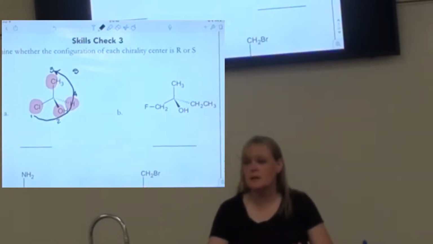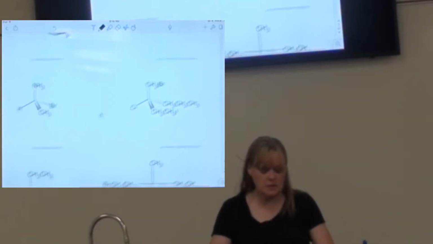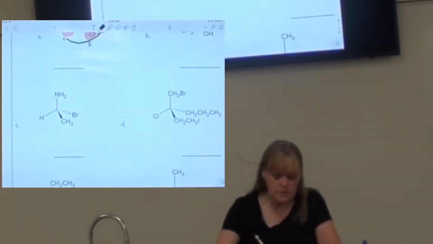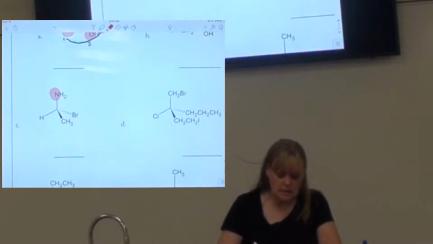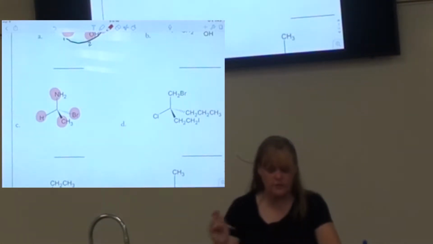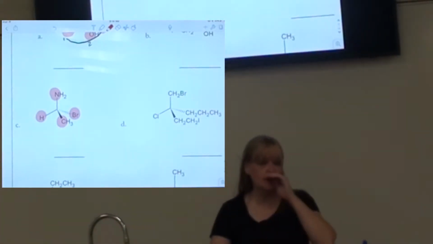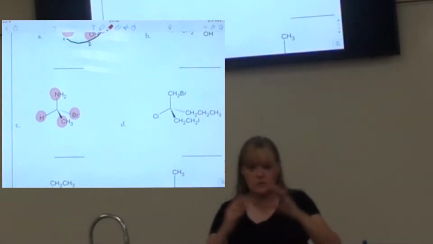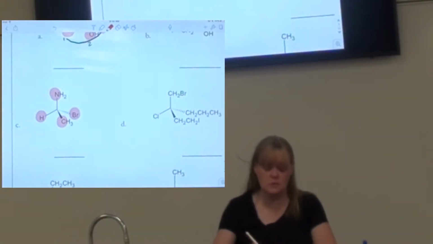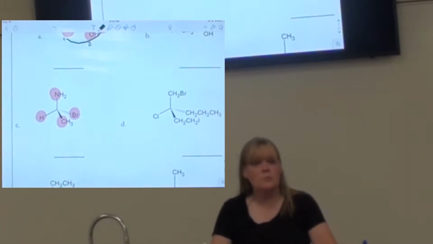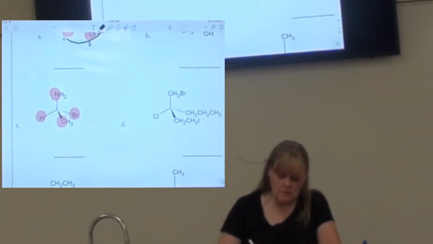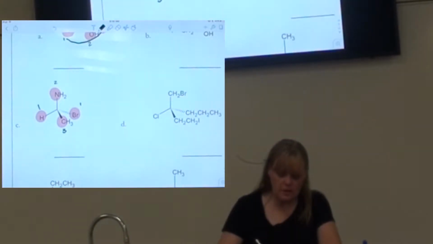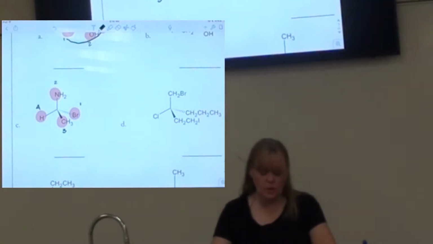Any other question about A? All right, and we did B in class, so I'm not going to waste time with that one. All right, C. Look at 4 different atoms directly attached, so you can determine the priorities without having to go out to the next layer. The problem this time, though, is that your number 4 priority isn't going away from you on the hatched line. So bromine's 1, nitrogen is 2, carbon's 3, and hydrogen's 4.